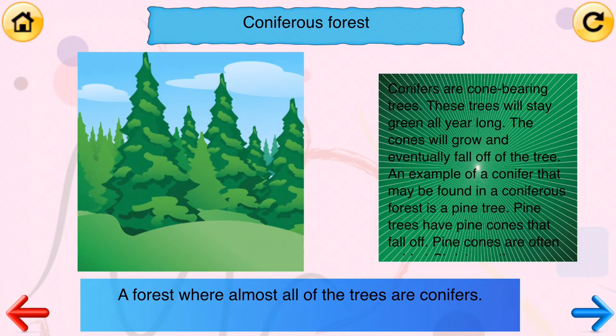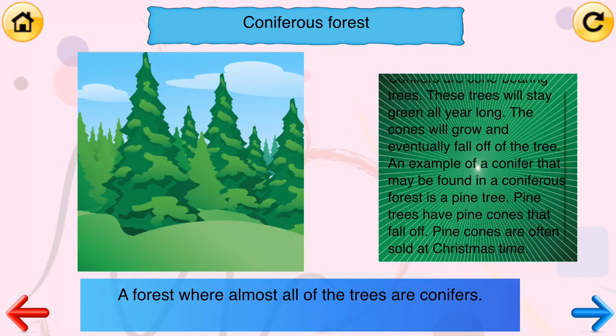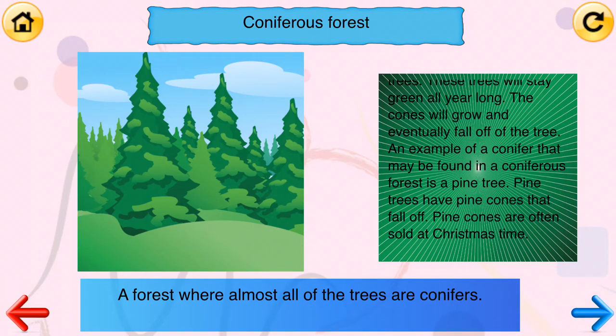Coniferous forest, a forest where almost all of the trees are conifers. Conifers are cone-bearing trees. These trees will stay green all year long. The cones will grow and eventually fall off the tree. An example of a conifer that may be found in a coniferous forest is a pine tree. Pine trees have pine cones that fall off. Pine cones are often sold at Christmas time.